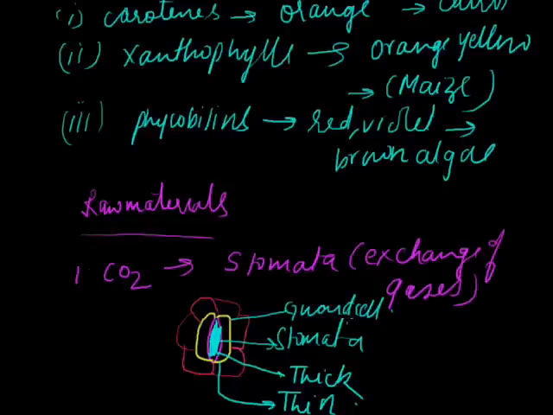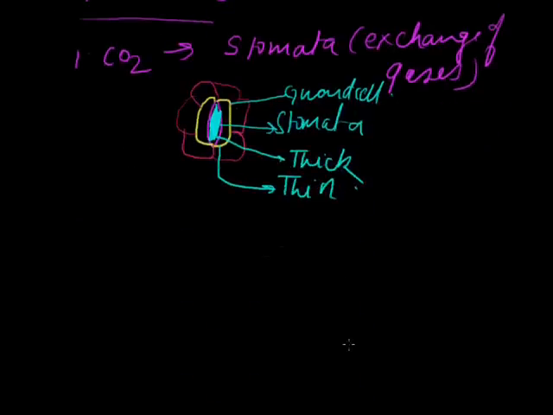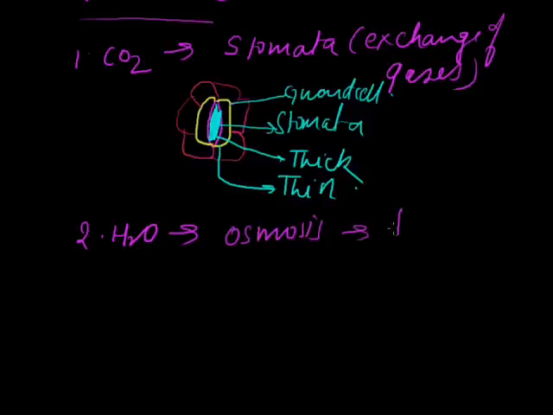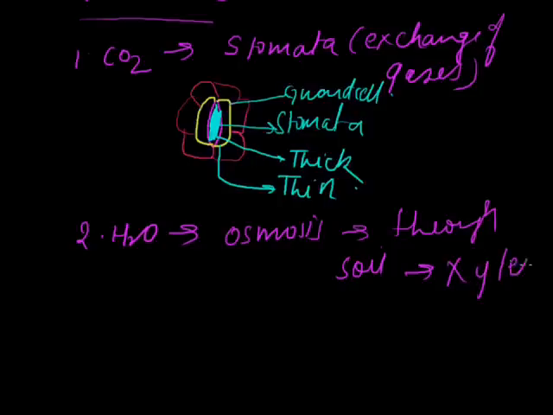Now the next requirement for photosynthesis is water, that is H2O. Plants absorb water from the soil by the process of osmosis with the help of a vascular tissue that is called xylem.